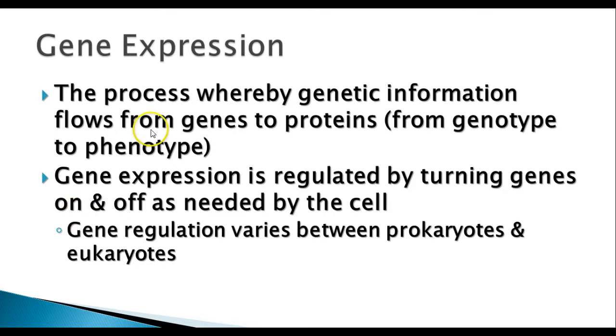Okay, the book definition is the process whereby genetic information flows from genes to proteins. Okay, we're looking at the genotype and how it produces the phenotype. The gene expression is regulated by turning genes on and off as needed, and let's think about why that would be necessary.